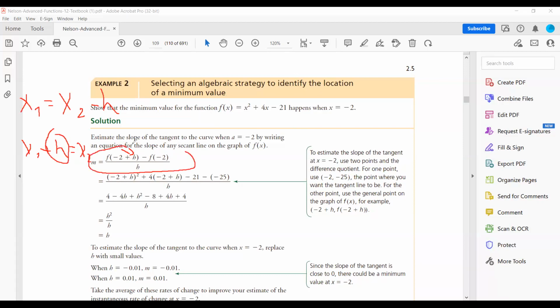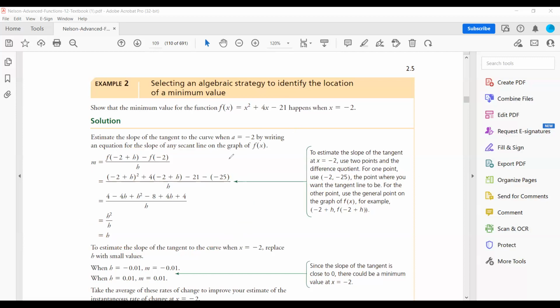So our average rate of change function would take the following form. To estimate the slope of a tangent at x equals -2, we use 2 points in the difference quotient. For one point, x equals -2 and the function equals -25, the point where you want the tangent line to be. For the other point, use a general point on the graph of f of x. For example, this general point could be -2 plus h, and the value of the function would be f of -2 plus h. This is what we do in the first step.